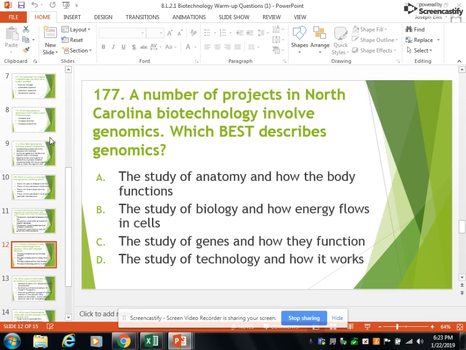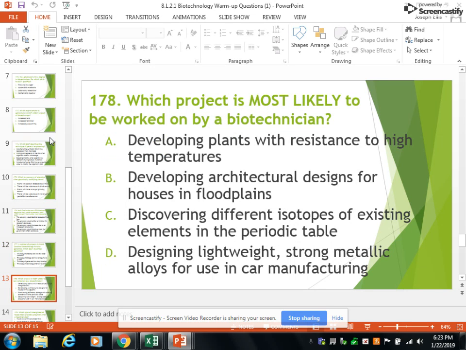177. The number of projects in North Carolina biotech involve genomics, which best describes genomics. Now, I know we've not talked about this, but genomics is basically the study of genes and how they function. So your answer choice is C. C for 177. Okay, 178. Which project is most likely to be worked on by a biotechnician?